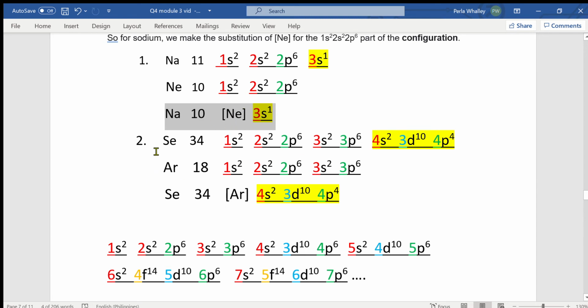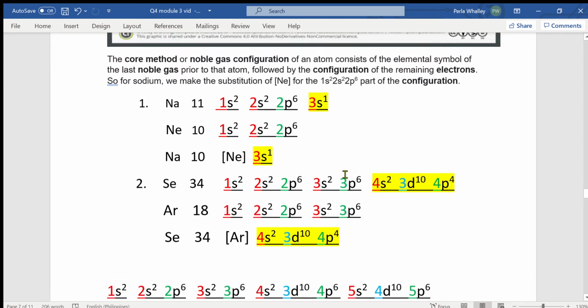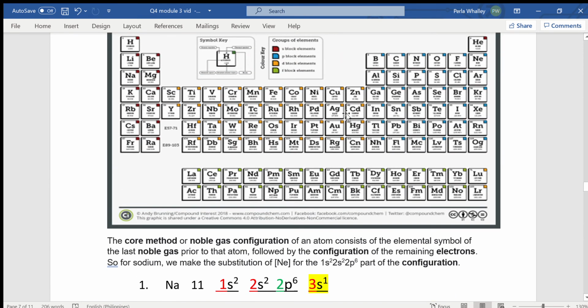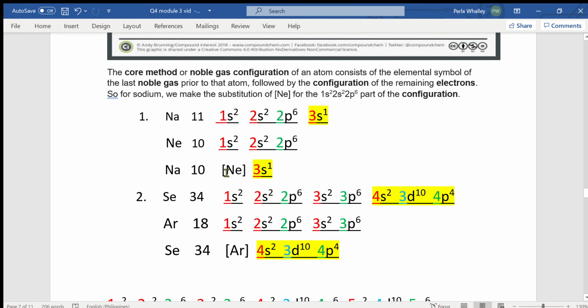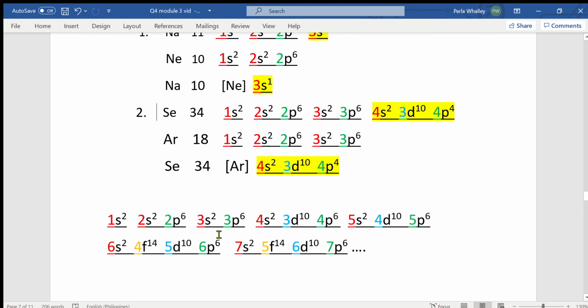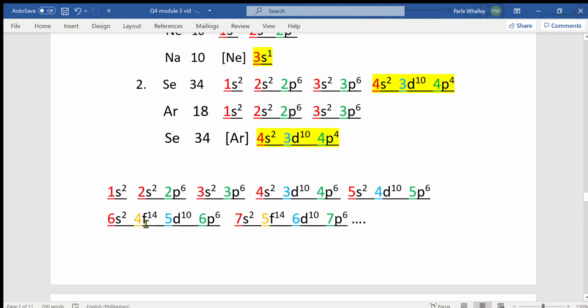Next example, selenium. Selenium has an atomic number of 34. Where is selenium? Here. Selenium belongs to period 4, so it will use what? Argon in period 3, the noble gas before selenium. Selenium has an atomic number, or number of electrons, of 34, and argon has an atomic number of 18. So what is the electron configuration of selenium? So 34.